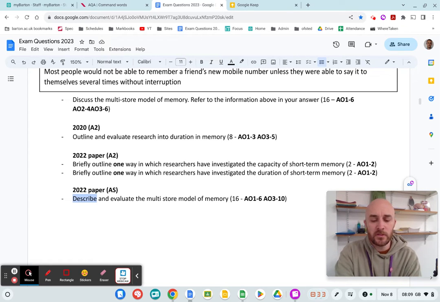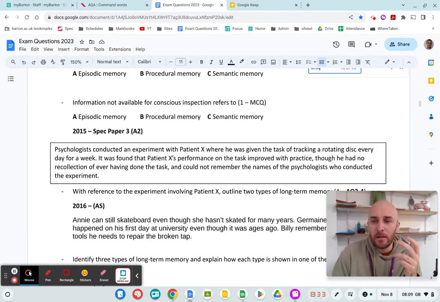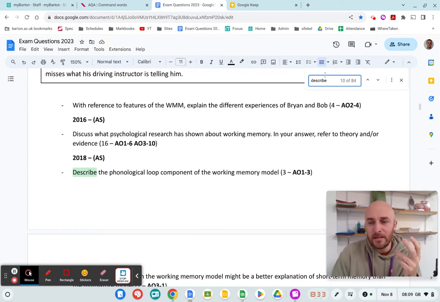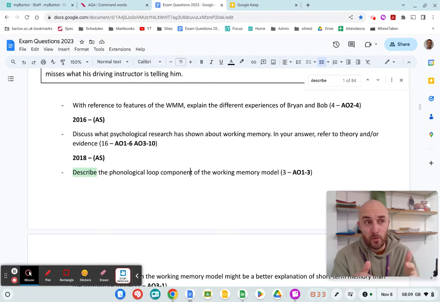So the first one I want to show you is describe. Comes up a hell of a lot. It's come up 84 times before, but describe is essentially, if we have a look here, describe the phonological loop. Describe is essentially you giving as much detail as possible. You will never be asked more than 6 marks. Well, I say you will never be asked. Up to this point, you've never been asked more than 6 marks for a single description study.